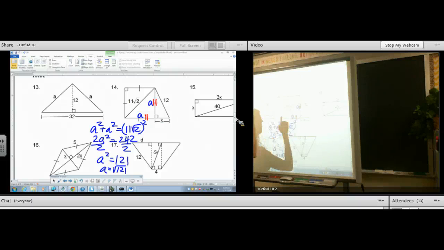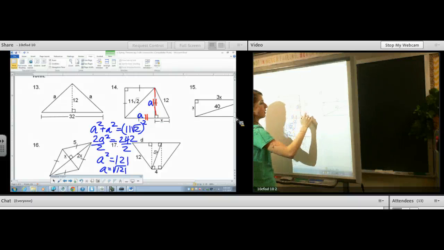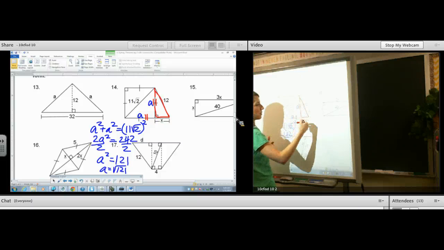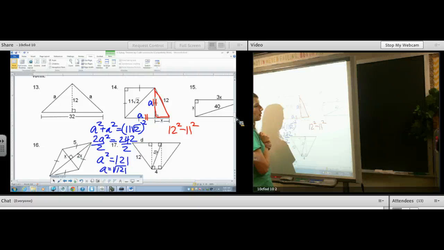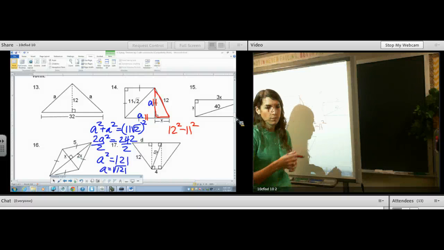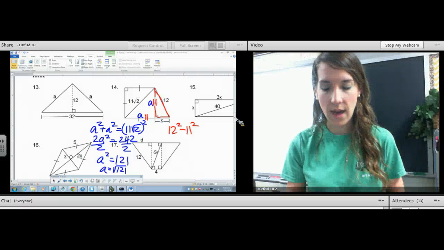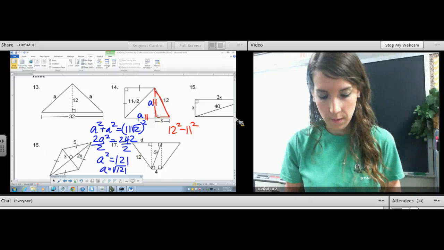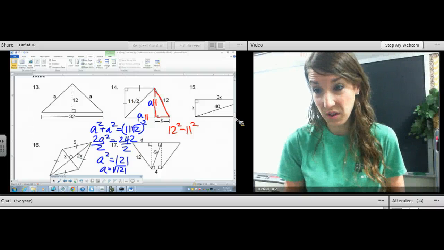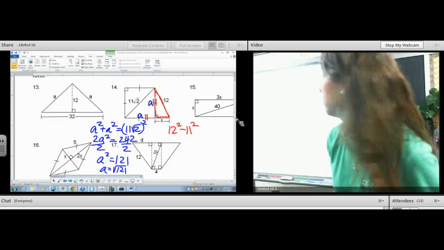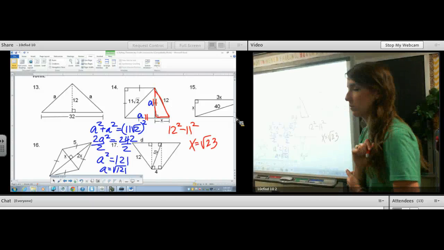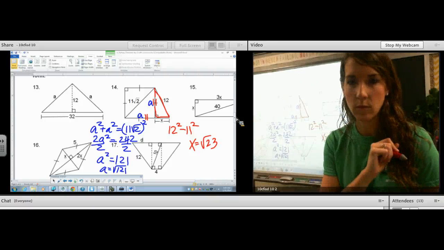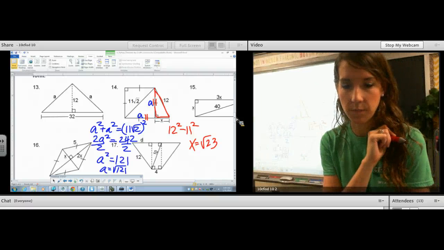So now we've got this right triangle right here, and we've got a side of 11 and a side of 12. So we'll do 12 squared minus 11 squared, and we'll be taking the square root of that. 12 squared minus 11 squared is 23. 23, there's no factor treeing to that. Okay, so that was 14.